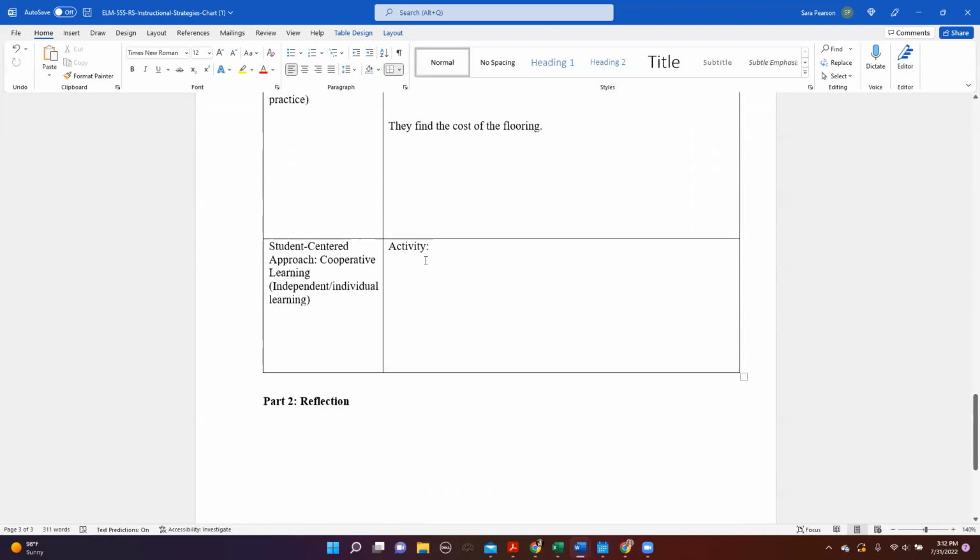The final activity you'll do is this student-centered cooperative learning. You notice that this floor plan was not something that they were doing together. It was an individual activity. So now what can students do for a cooperative learning activity with this standard? So now maybe I'm going to have them do some sort of thing where they work together.